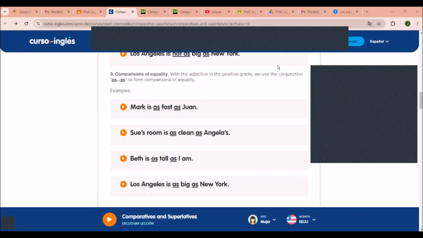Go ahead, Brian. Comparisons of equality. With the adjective in the positive grade, we use the conjunction as to form comparisons of equality. Mark is as fast as Juan. His room is as clean as Angela's. Beth is as tall as I am. Los Angeles is as big as New York. Right? And that's because both of them are the same.